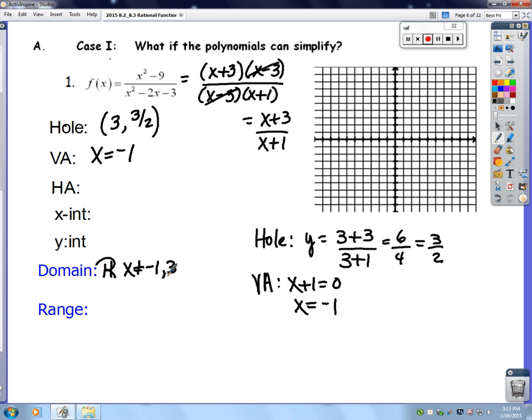All right, let's graph in that vertical asymptote. So x equals -1. Let's graph that in. Let's change the color so we can see a little bit better when we're graphing these things.